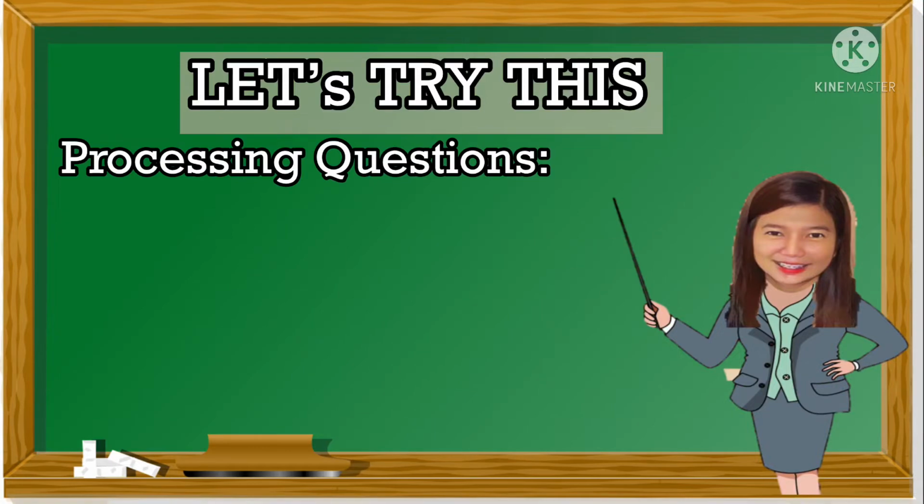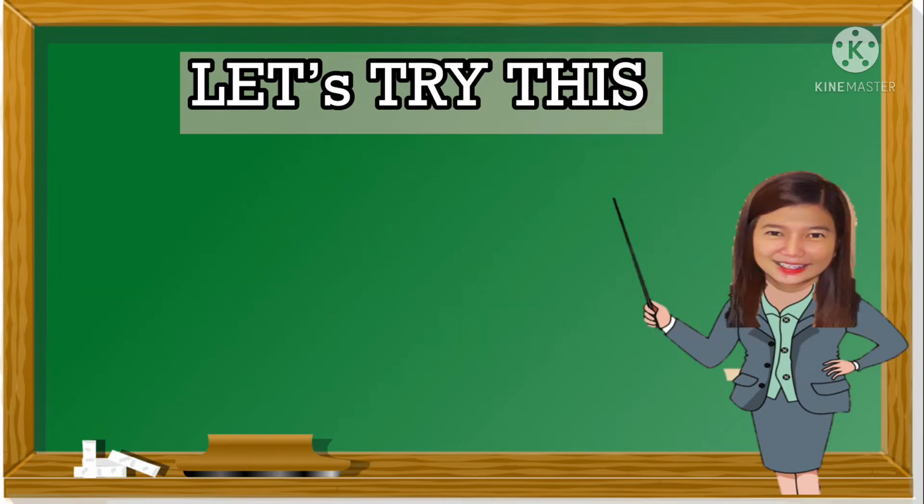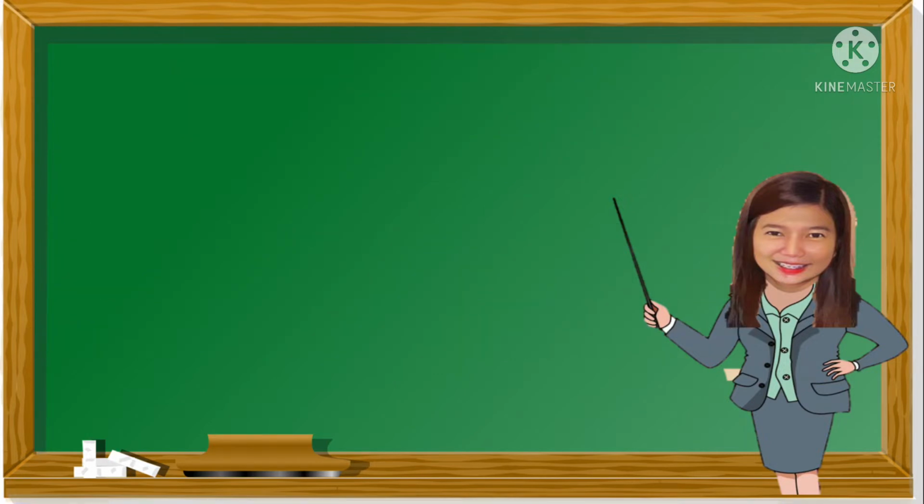Processing questions. How did you feel when reflecting on the decisions you made in the past? What are the steps that you identified and followed in making your personal decisions? What have you learned on the results of your decisions in the past? Now, after you finish answering the processing questions, let's proceed to the next activity.